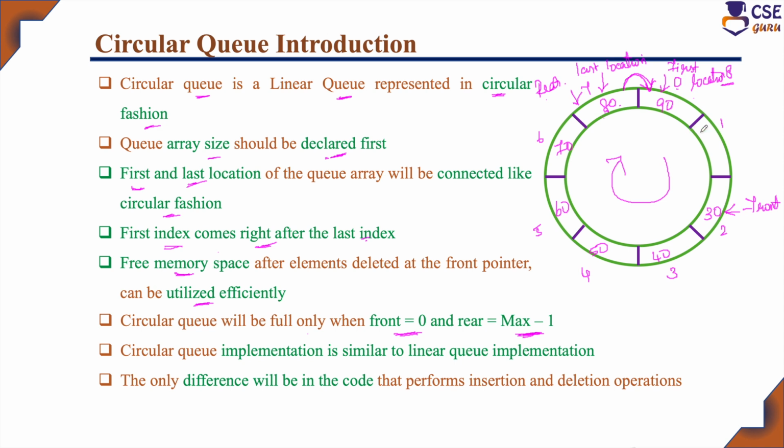That is the meaning. The circular queue can be implemented similar to linear queue implementation, and the operations whatever we have implemented with linear queue, the same operations NQ, DQ and peek, all the operations we can implement for circular queue also. The only difference is the code we implement. So this is all about circular queue.